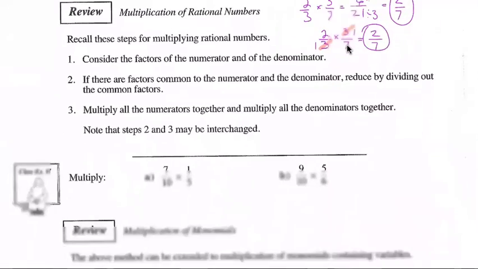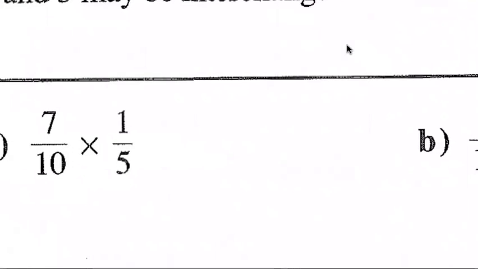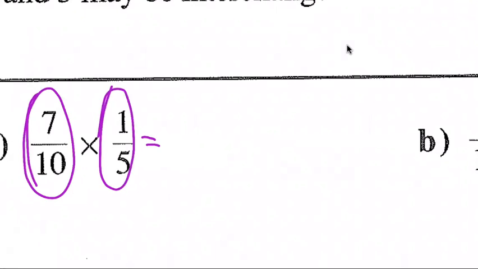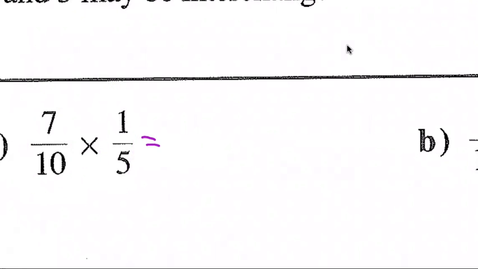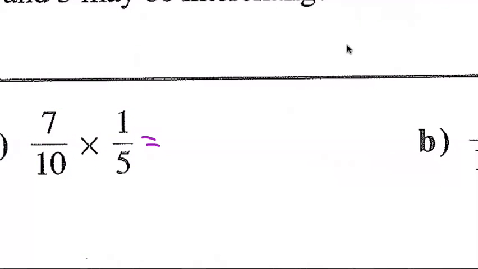So let's look at example 1. Multiply 7 over 10 times 1 over 5. 7 over 10, straight across the top, straight across the bottom. You could look for top to bottom reduction first. Neither of those reduce. You could look for cross reduction. 1 and 10 don't reduce, 7 and 5 don't reduce. So in this case, I can only multiply straight across the top, straight across the bottom. That gives me 7 over 50. And I would be complete.